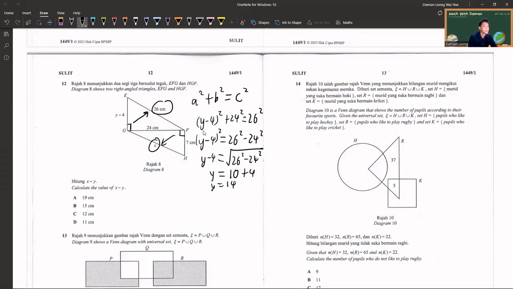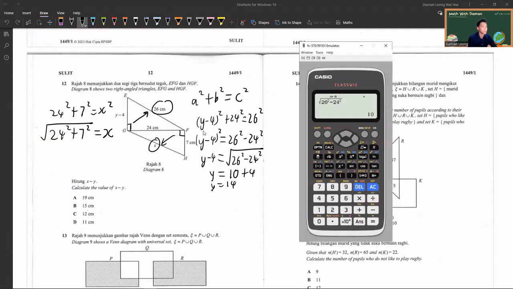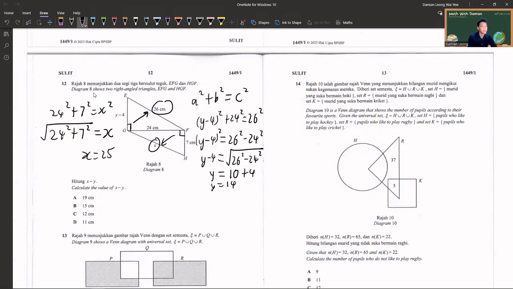Then we find x: 24 square plus 7 square equals x square. So bring over the square, the opposite is square root. Square root of 24 square plus 7 square is 25. X is 25. So x minus y means 25 minus 14, 11. 11 cm. That's question 12.